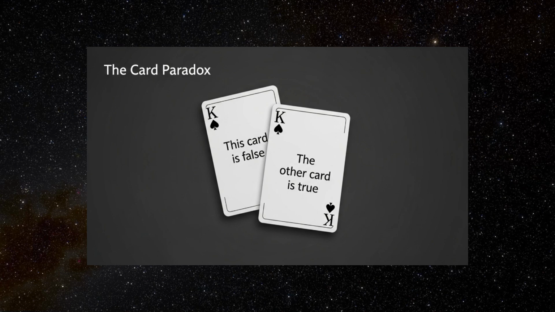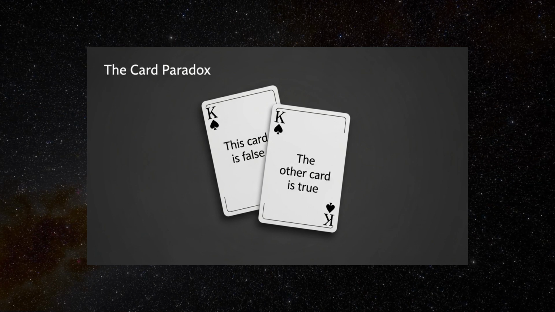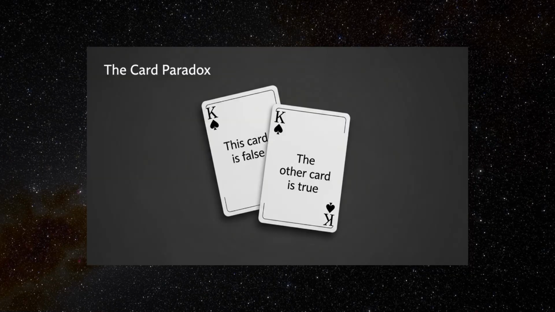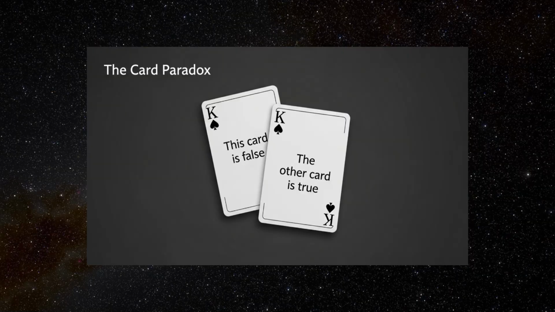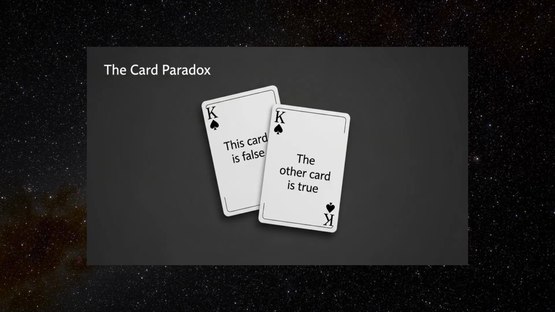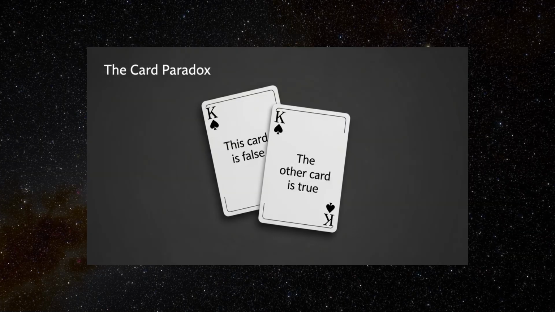These kinds of puzzles have had major implications for logic, especially in the 20th century with developments like Gödel's incompleteness theorems, which showed that any sufficiently powerful formal system will contain statements that are true but unprovable within the system, or statements whose truth cannot be determined at all.